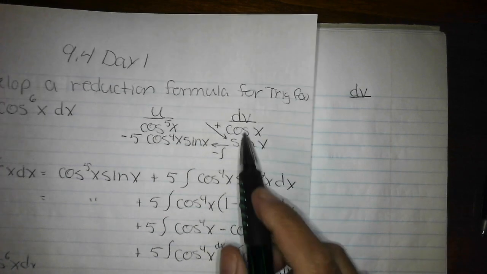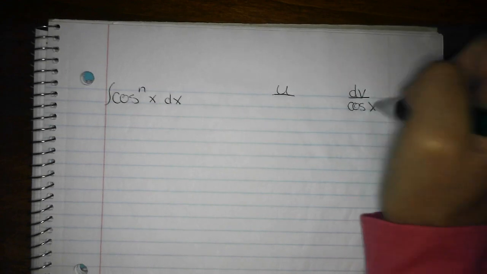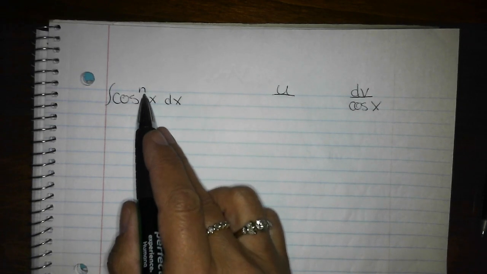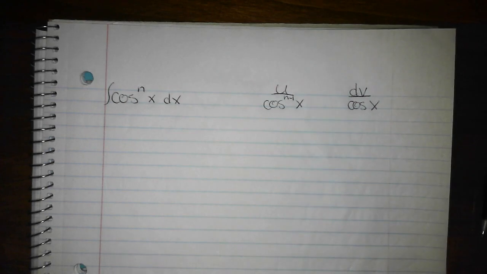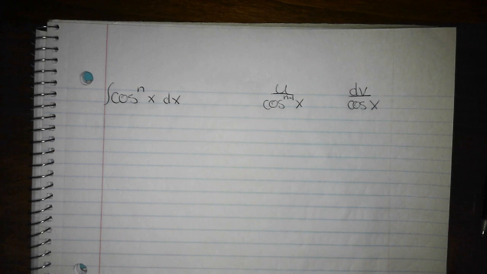So I'm going to look right back at where I started. U, dv. I know that under the dv I have to have cosine to the first. So that's what I'm going to put here. Cosine x. So that means if I'm stealing one of these, I've got one less. So to write that, that would just be cosine to the n minus 1. So no matter what n is, this exponent is now going to be 1 less because there's 1 over there.